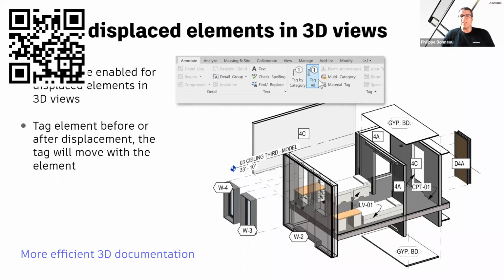So you may tag the elements before or after the displacement. And if you displace an element that has been tagged previously, the tag will move with the element. So this enhancement will help you document your Revit projects more efficiently and effectively.